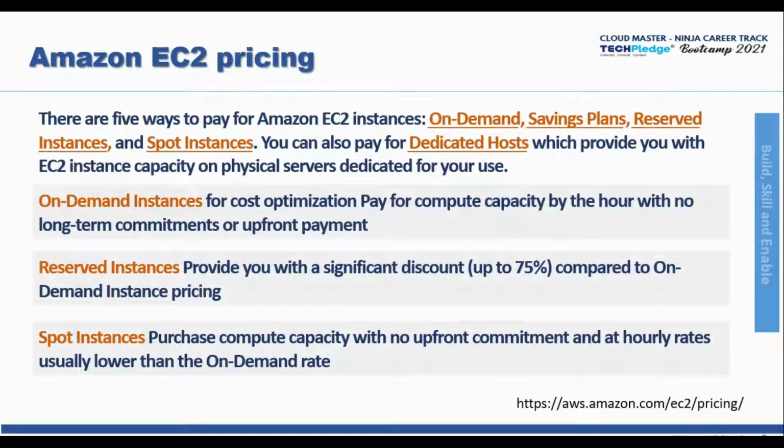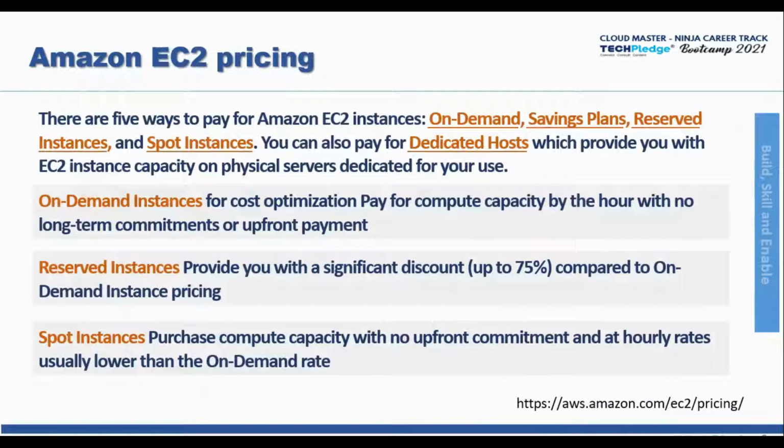Talking about on-demand instances, it is for cost optimization: pay for compute capacity by the hour with no long-term commitments or upfront cost. So we pay for the compute capacity by the hour. Next is EC2 reserved instances. Reserved instances provide you with a significant discount, up to 75% compared to on-demand instance pricing.